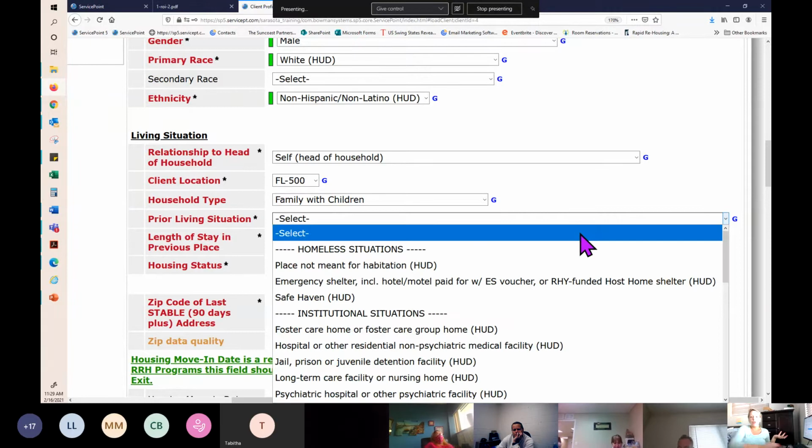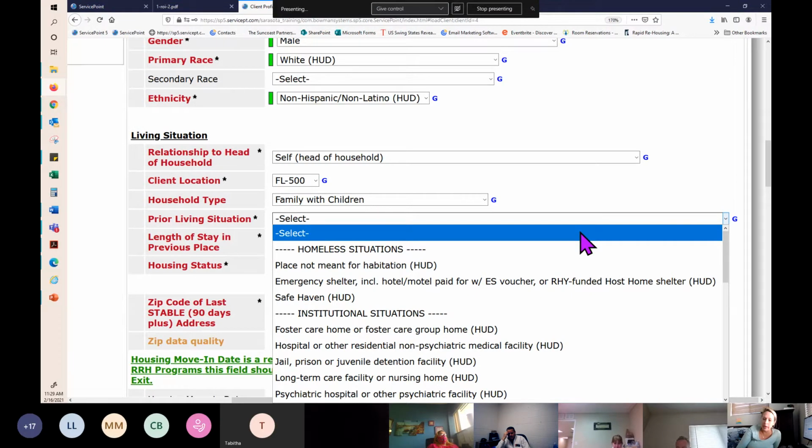Well, this is going to indicate what the client is eligible for. Because this is a rapid rehousing project, for the client to be eligible for this project, they would have been staying in a place not meant for habitation or an emergency shelter or a hotel paid for by an emergency shelter voucher. That would make them literally homeless and eligible for the project.